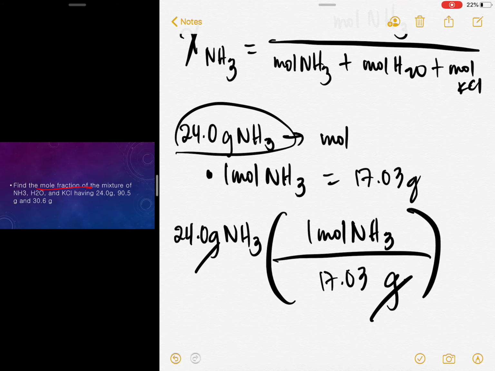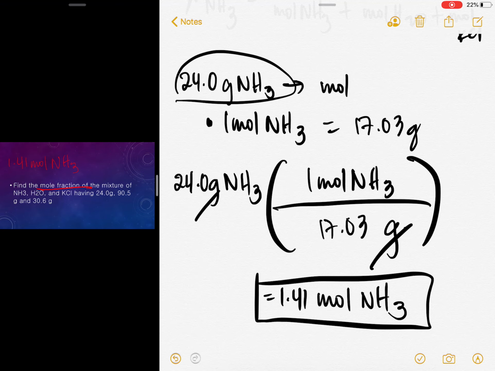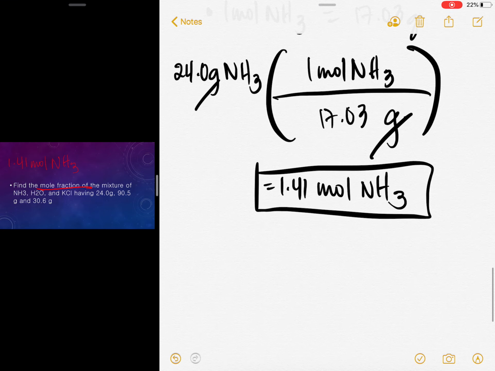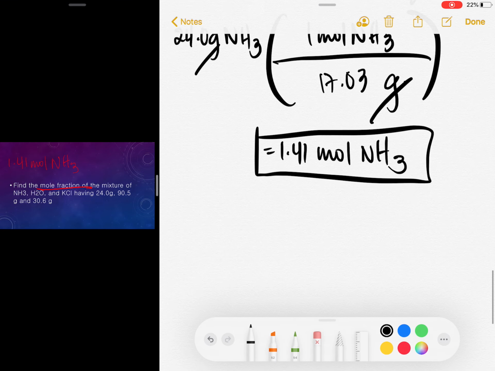So, ilagay ko dito yung value sa PowerPoint ha, para mas mabilis tayong mag-solve mamaya. Ayan. So, 1.41 mole of ammonia. Next, i-convert natin yung 90.5 grams ng water to mole din. 90.5 grams of water, we convert this to mole. So, get the molecular mass of water.